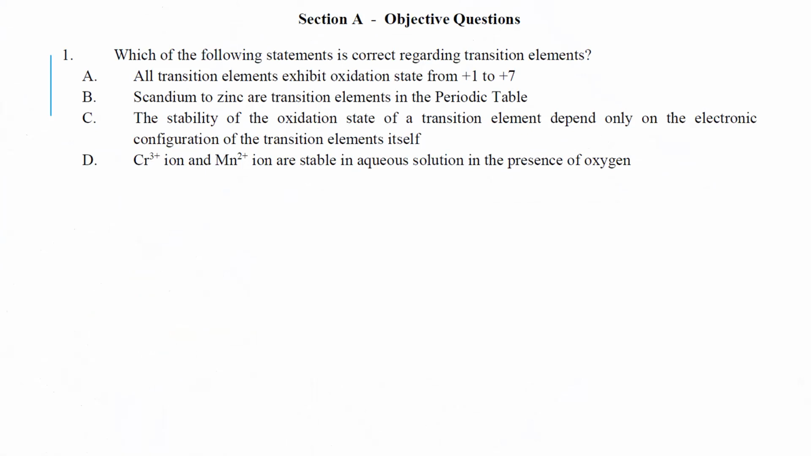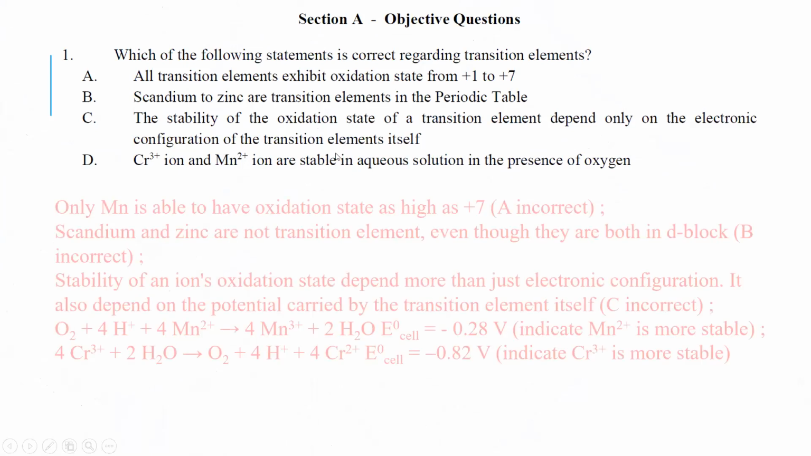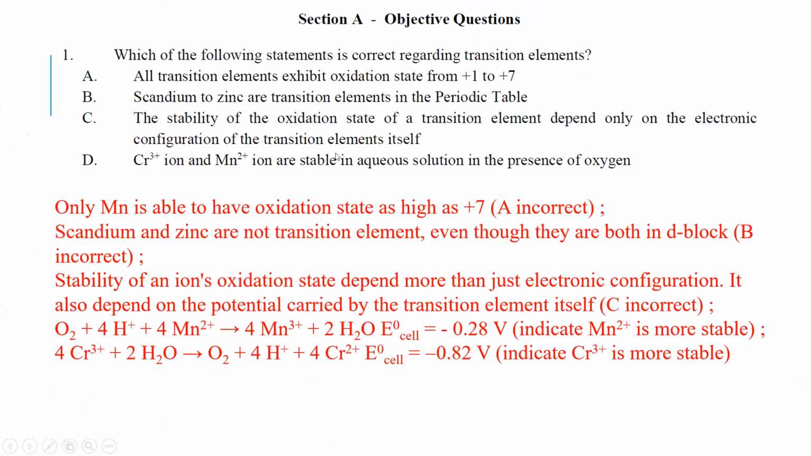Now, question number 1 sounds like this. Which of the following statements is correct regarding the transition elements? A, all transition elements exhibit oxidation states from +1 to +7. So it is actually incorrect. Only manganese is able to have an oxidation state as high as +7, not all. So A is incorrect.